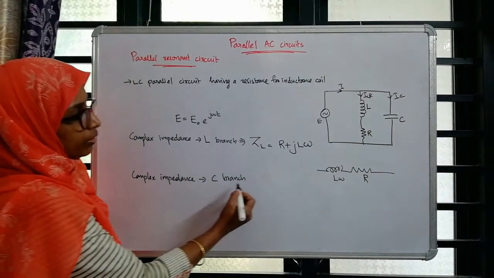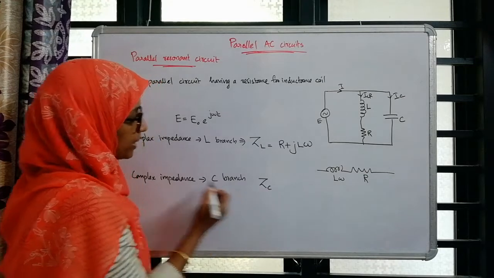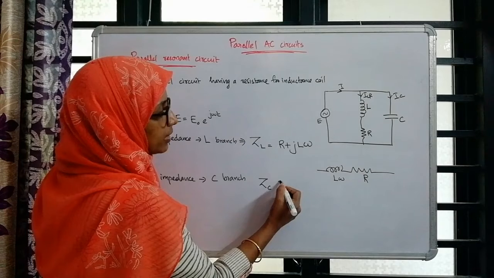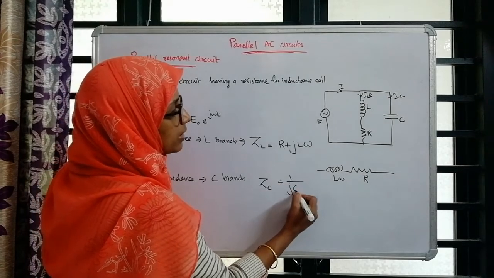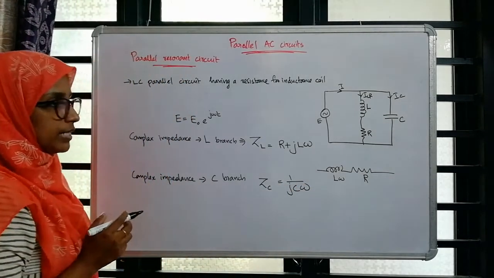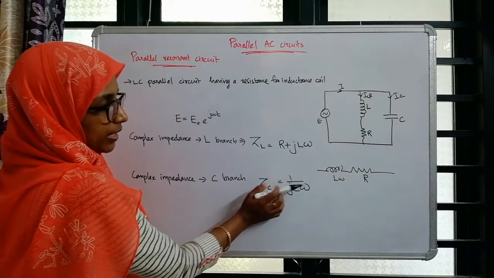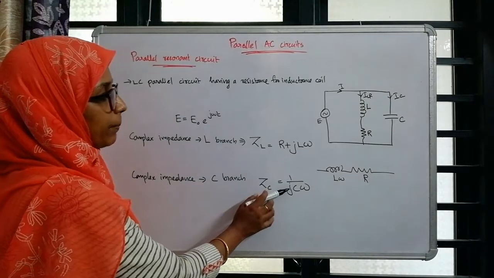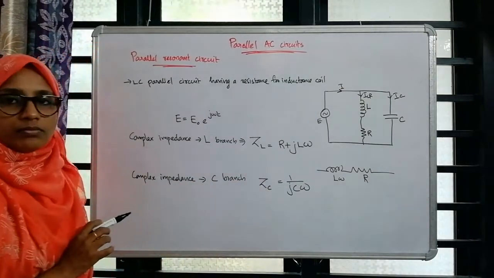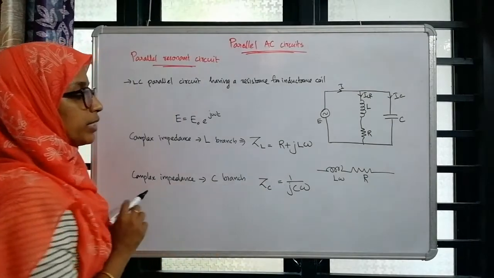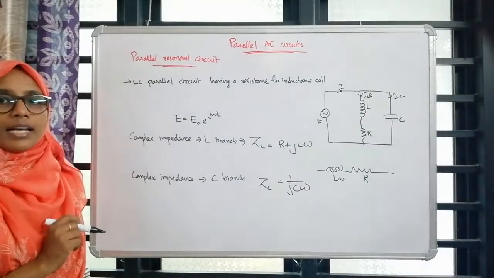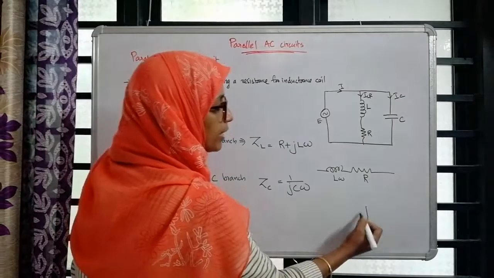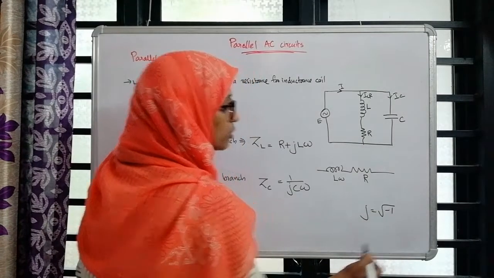And also ZC, the complex impedance across the capacitance branch, that is C only, is 1 by j C omega. As we know, the reactance is 1 by omega C. We have to represent this as 1 by j C omega. This j is used to represent the negative sign. As we know, j is the complex representation where j is equal to root of minus 1.